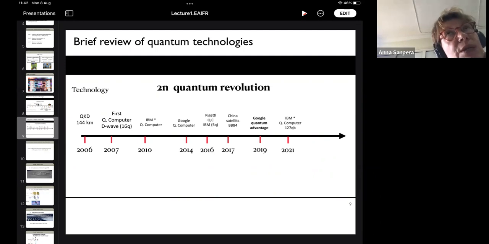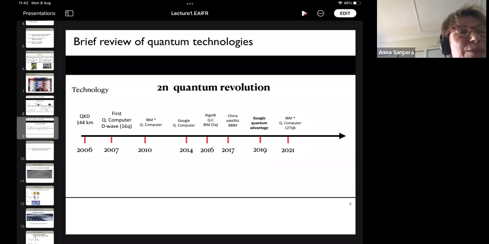This is to distribute a key and to have perfectly secure communication. It's established for the first time with a distance of 145 kilometers. And then in 2007 already there is the first, let's say, quotation marks, commercial quantum computer, the D-Wave. It has 16 quantum bits. So imagine, this is nothing.